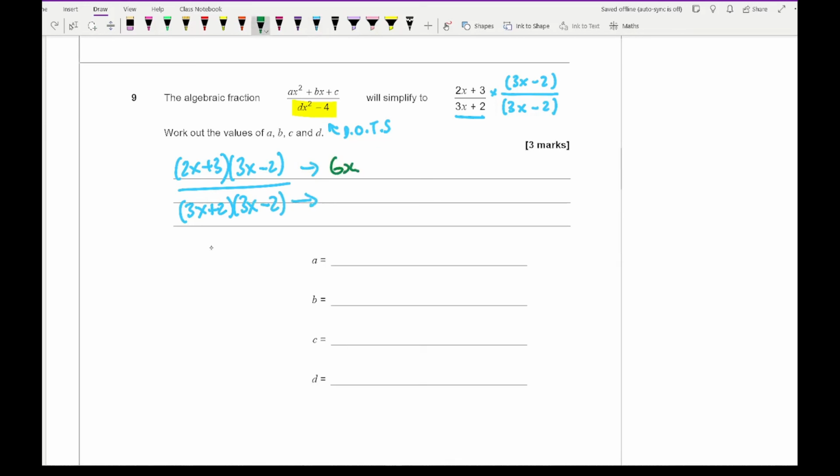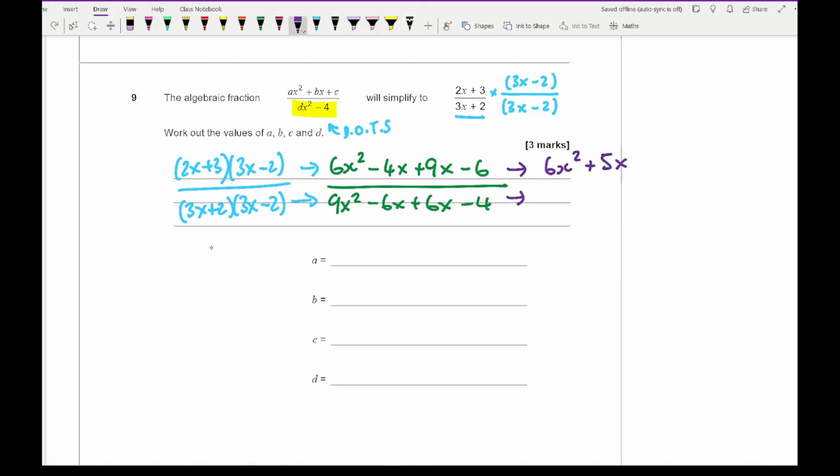Now if I then go on to expand both of those brackets, what I end up with is 6x squared minus 4x plus 9x minus 6. And on this I'm going to end up with 9x squared minus 6x plus 6x minus 4. And then if I simplify each of those, I end up with 6x squared plus 5x minus 6 over 9x squared minus 4.